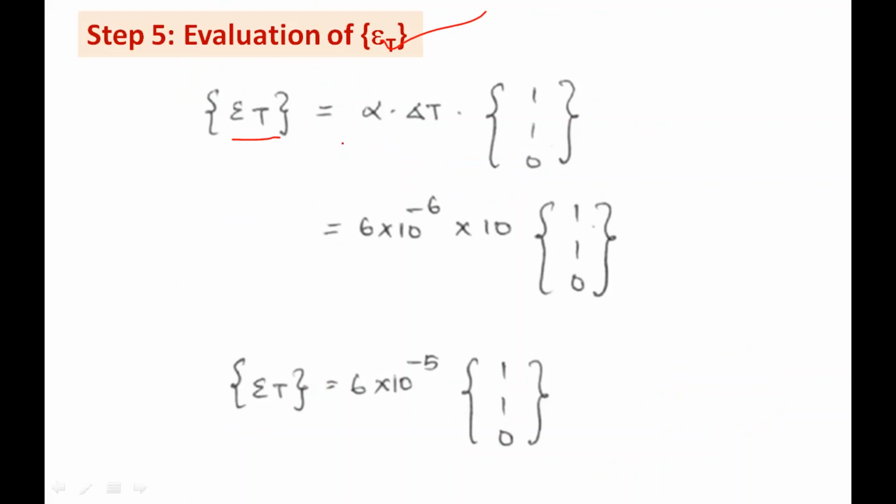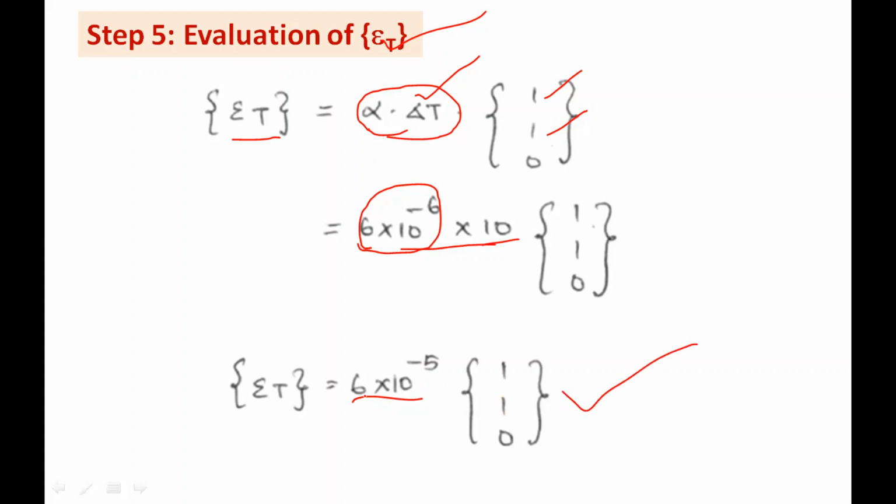Epsilon T is equal to, for plane stress condition, we need not consider the Poisson's effect. So we will get only epsilon Tx and epsilon Ty. For isotropic material, we know that both epsilon Tx and epsilon Ty are equal to alpha into del T. So we are taking alpha into del T commonly outside the matrix. So you will get 1 1 0. Now alpha value is given as 6 into 10 power minus 6 centimeter per centimeter degree Celsius, and del T is 10 degree Celsius. Now multiplying these two, we are getting 6 into 10 power minus 5, 1 1 0. This is the thermal strain. Strain has no unit. Now we know the B matrix, D matrix and the epsilon T matrix.